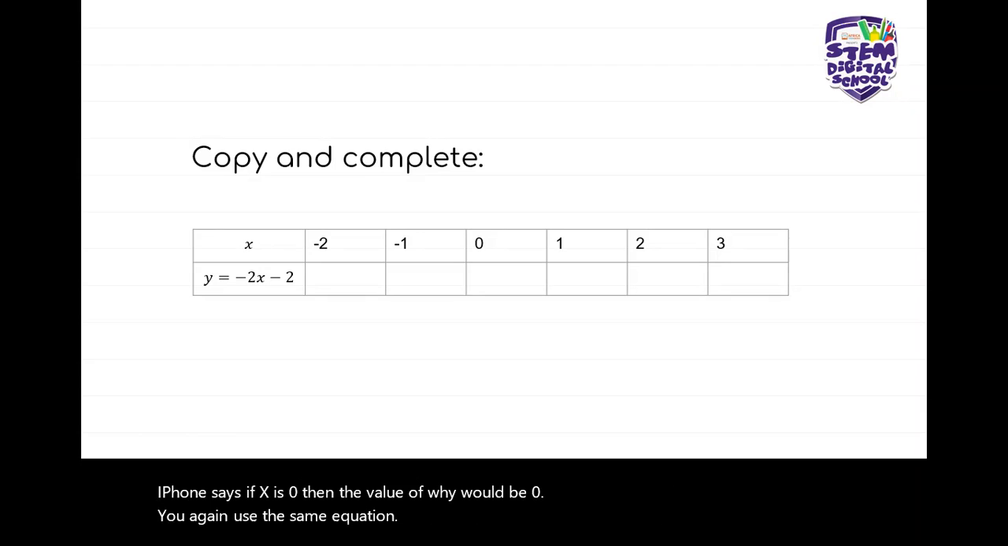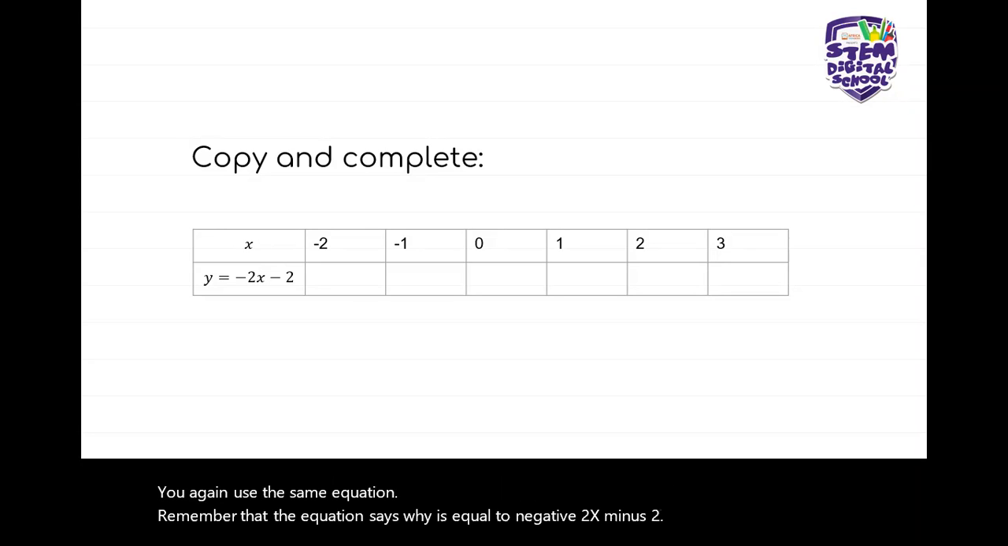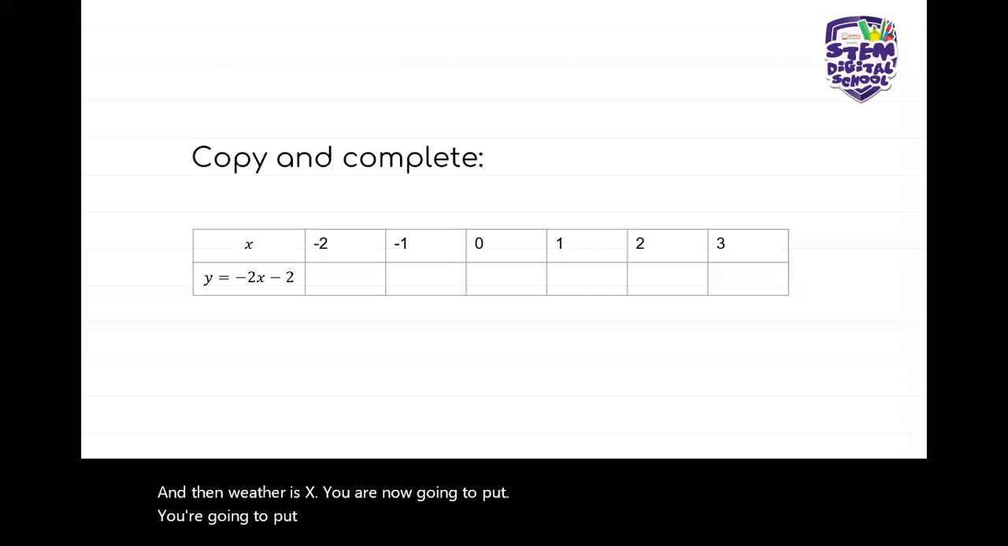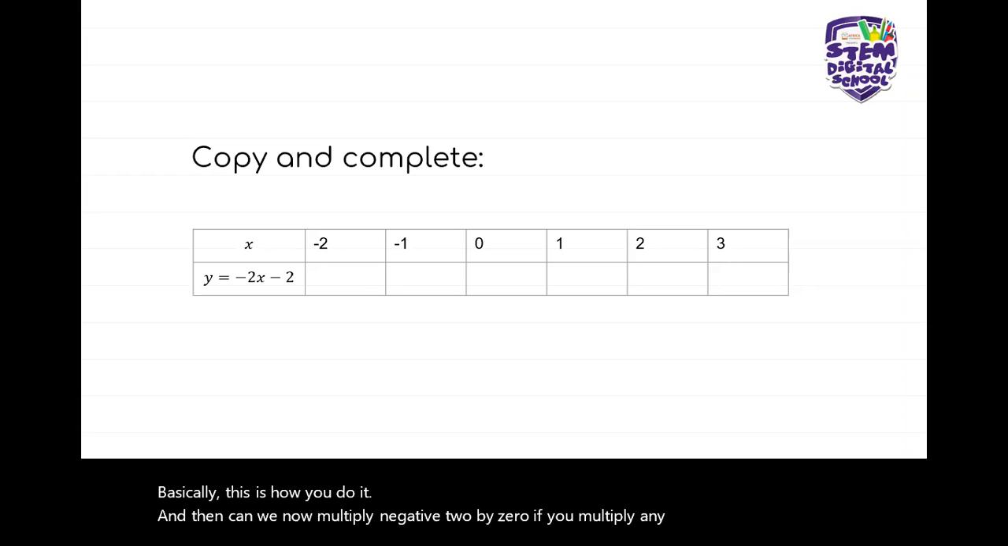Remember that the equation says y is equal to -2x minus 2. And then where there is x, you are now going to put 0, and this is -2 into 0 minus 2. Basically, this is how you do it. Can we now multiply -2 by 0? If you multiply any number by 0, you get 0. And then, of course, this simply means y will be equal to 0 minus 2, because -2 times 0 is 0.